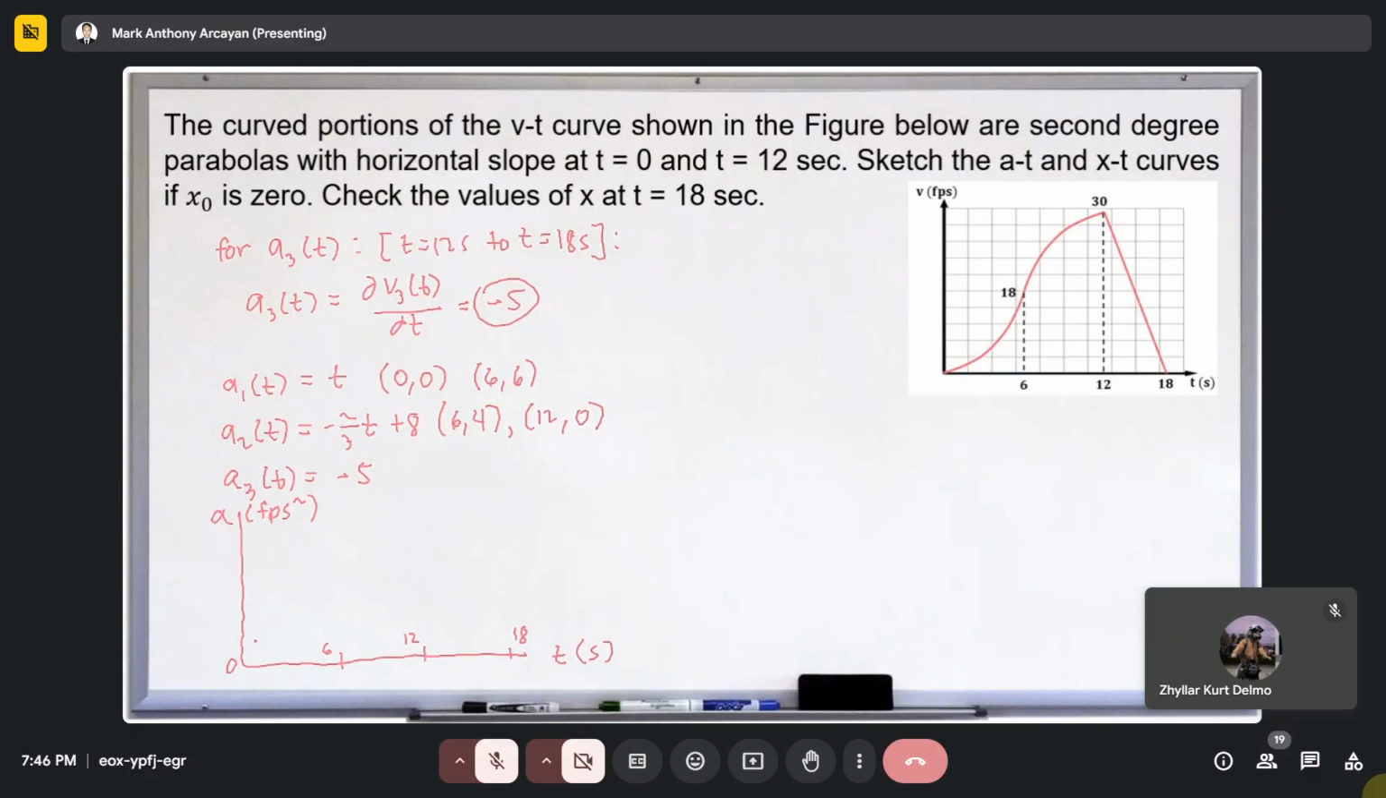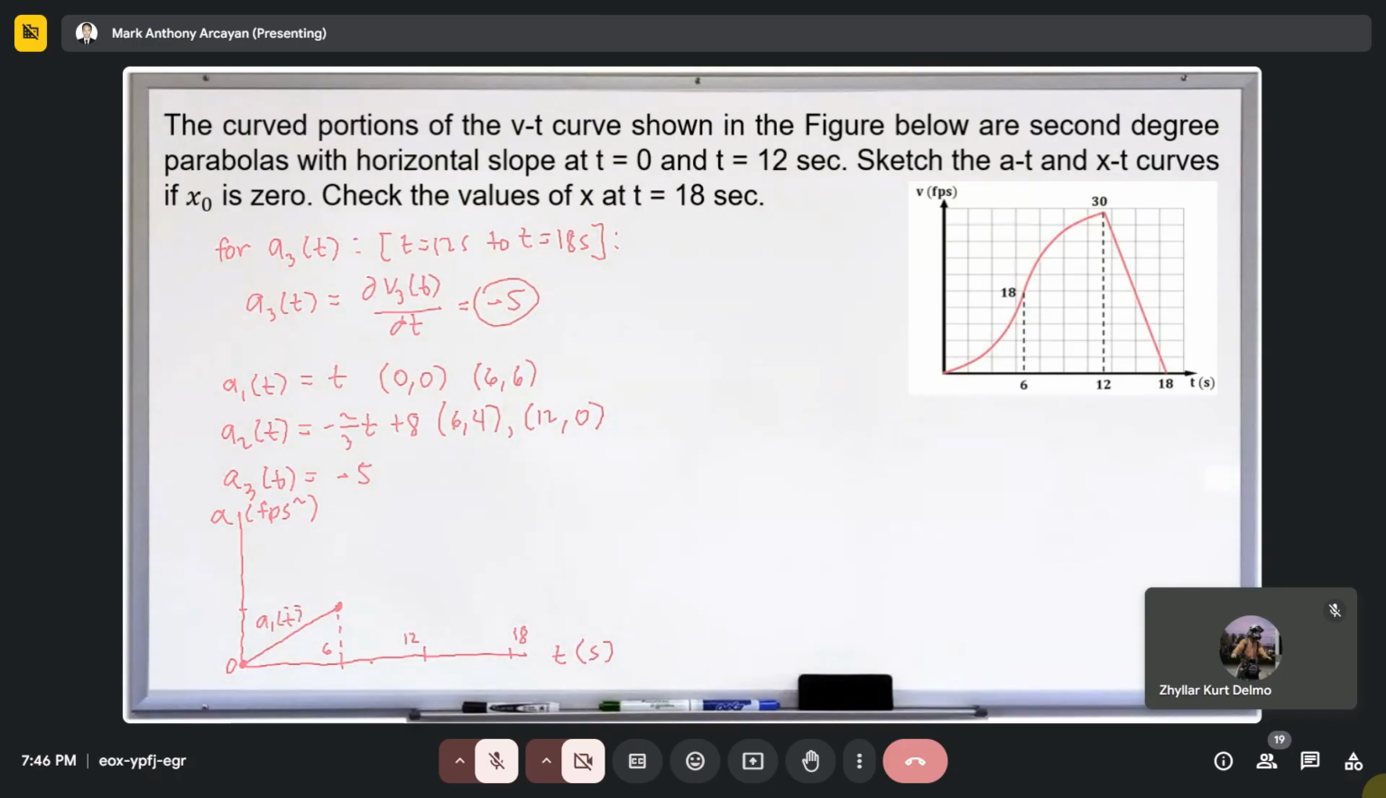At t is equal to 0, the acceleration is 0, so it lies at the origin. Now, when t is equal to 6, the acceleration is also 6. Say this is 6. Therefore, here, we will connect these two because the nature of the graph is linear, so it's a straight line. This is how it looks like. This would be our a1 of t.